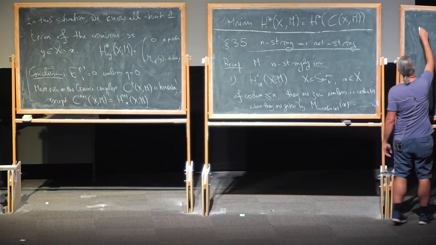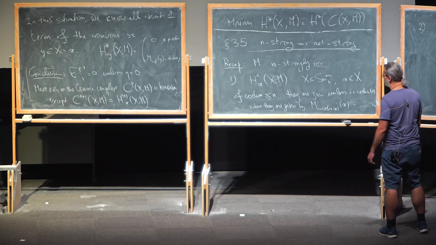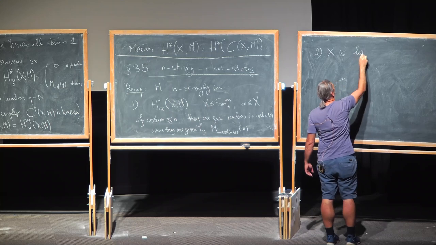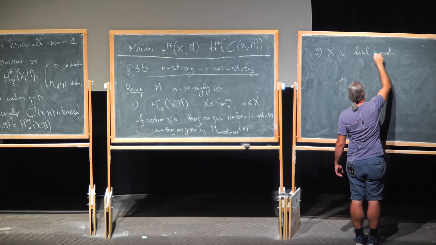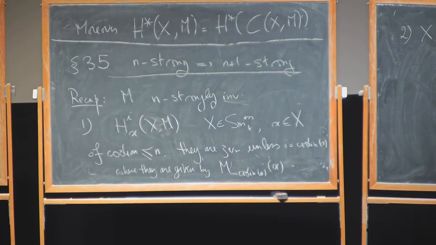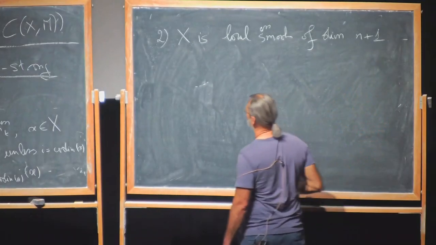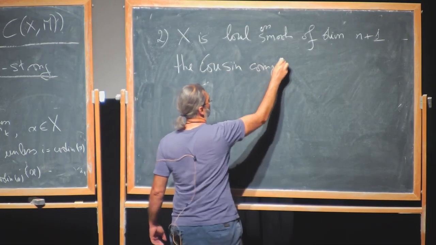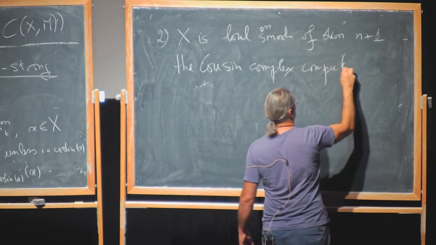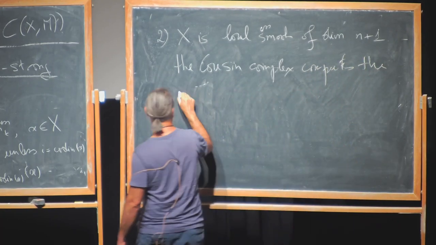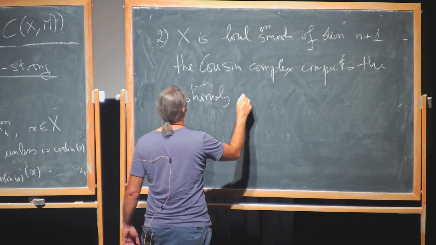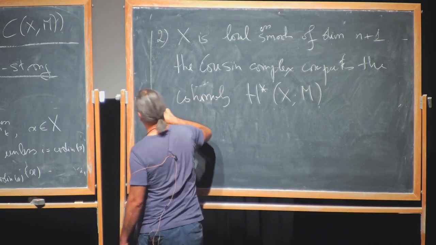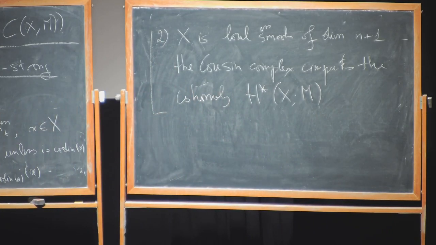And the second point is the following: in this particular case when X is local, smooth, or essentially smooth, of dimension n plus 1, the Cousin complex computes the cohomology. All right, so I'm going to start from here.